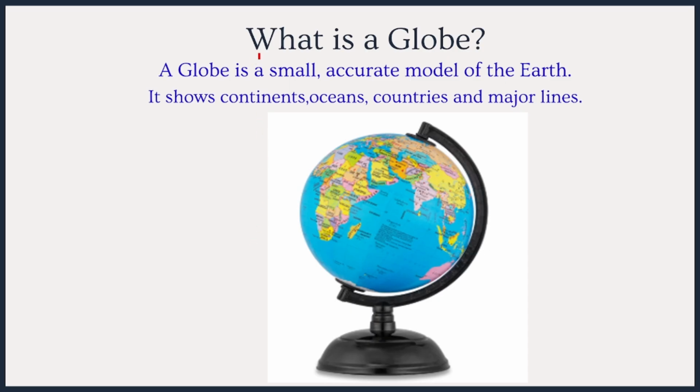So our first topic is, what is a globe? A globe is a small model, or we can call it a true model of our Earth. Everything which actually exists on our Earth, we can find very well over a globe. What kind of things can we find on the actual planet? Yes, exactly. The continents, the oceans, the countries, and even major lines can be found over the globe as well. That's the reason why we call it a true model of our Earth.